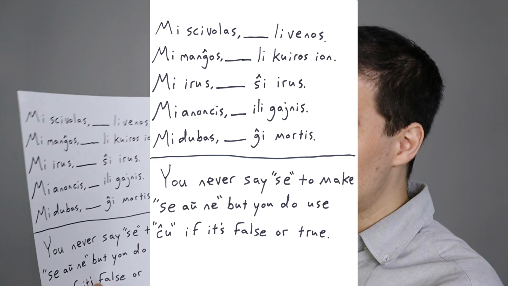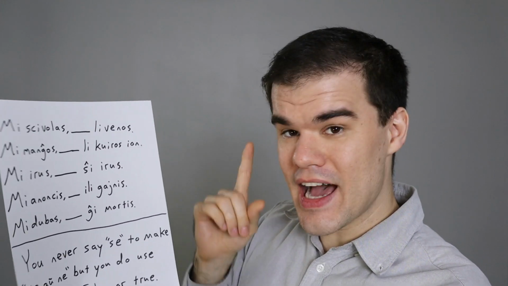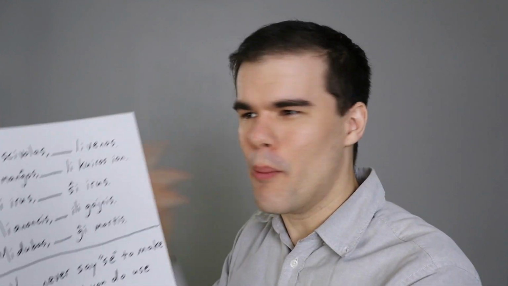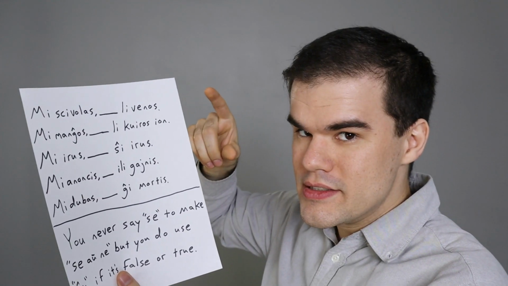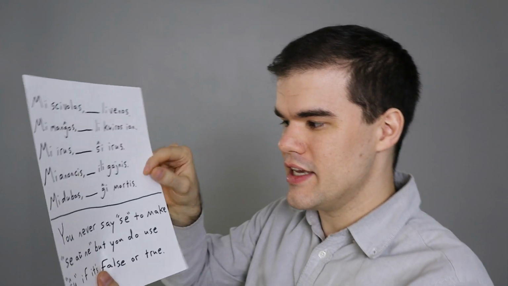Next we have mi dubas blank gi mortis. I doubt blank it died. Okay, if it died, suddenly I'm full of doubt? No, my ascertaining, my announcing is almost never predicated or conditionally based on some other action out there. So it is what? Mi dubas chu gi mortis au ne. Chu au ne gi mortis, whether or not it died.